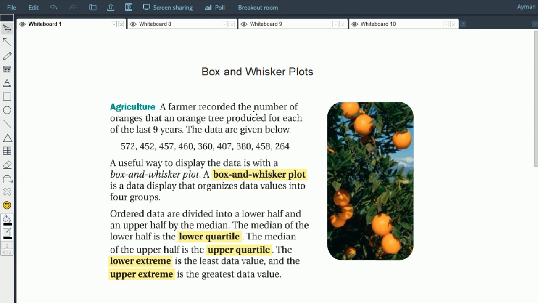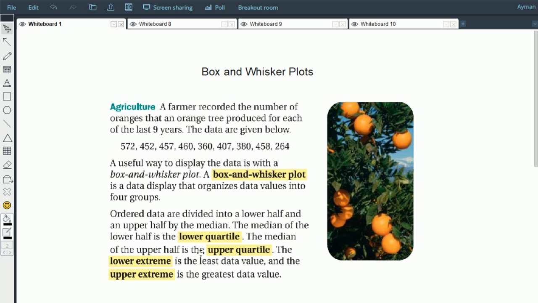A farmer recorded the number of oranges that an orange tree produced for each of the last 9 years. The data are given below: 572, 452, 457, 460, 360, 407, 380, 458, and 264.